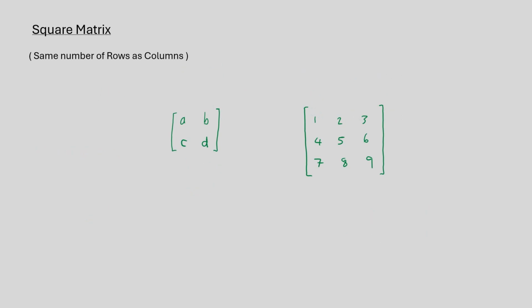We can now look at some of the most common types of matrix that can be encountered. The first is a square matrix. This is simply a matrix that has the same number of rows as columns, and thus the overall shape of the matrix is square. So a 2 by 3 matrix would not be a square matrix.